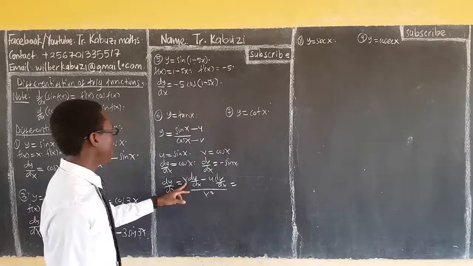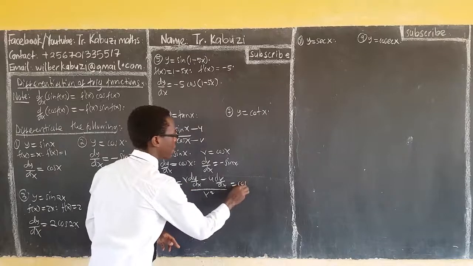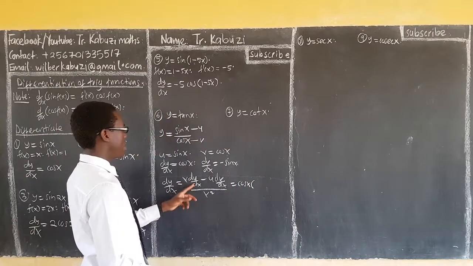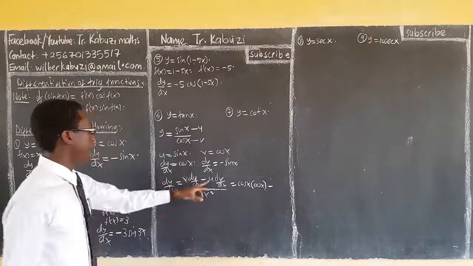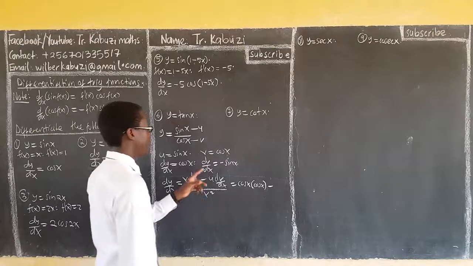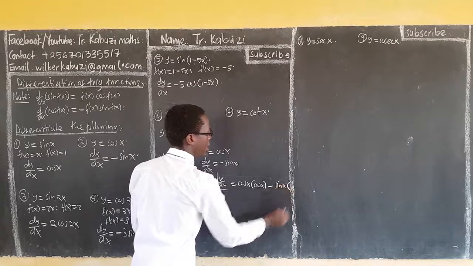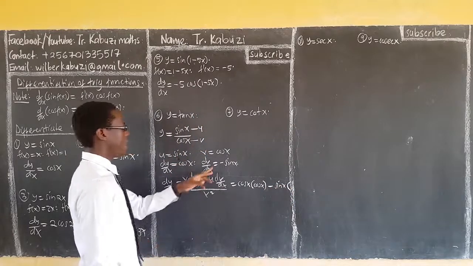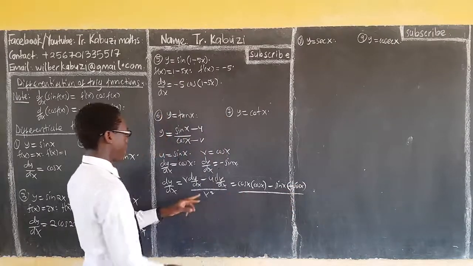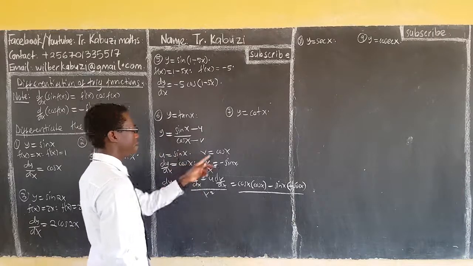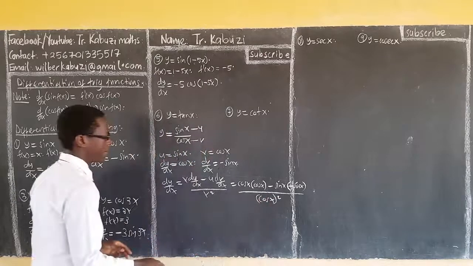I'm going to put into the formula now. I'm going to have my v as cos x, then du dx was also cos x. Then minus my u, which was sine x, then dv dx, which was negative sine x. The whole over v squared, my v squared is cos x, the whole squared. So let's simplify and see.